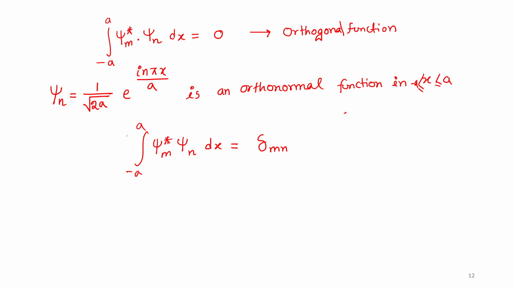What does the Kronecker delta mean? This delta mn is 0 when m is not equal to n, right? That's the orthogonal condition that we have proved. And it is equal to 1 when m and n are equal; that time it is following the normalized condition. So this is another way to write this.